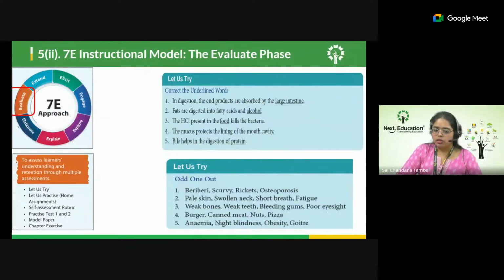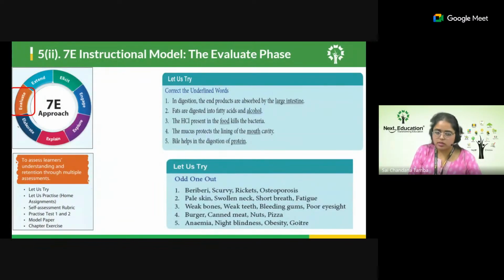Then evaluate. Evaluate is all about evaluating the students based on how much of the information they have retained. We have done this through various aspects. For every session, at the end of the session, you could find a Let Us Try. This will help the teachers too, if they want to know how much the students have understood a particular concept taught in the class. Because if the students are able to solve these questions, that means they have understood. If not, you need to come up with a different way in which you could teach the students.